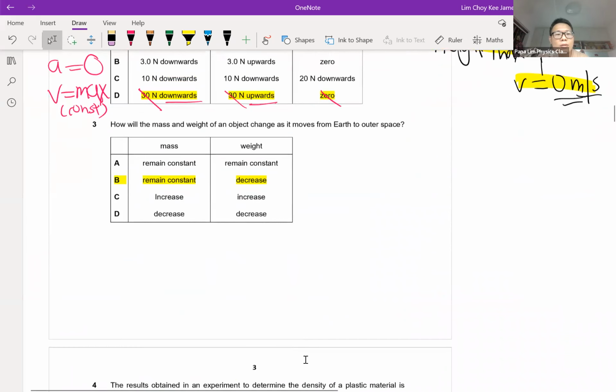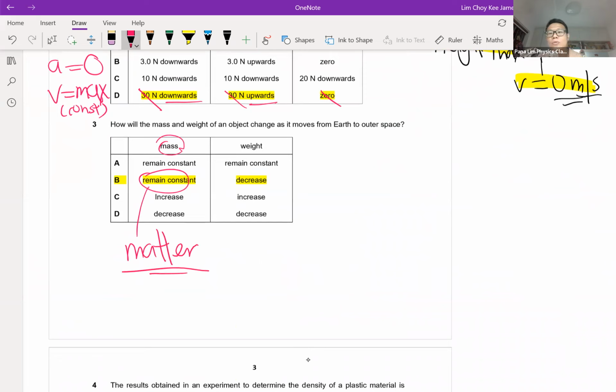Most of my students have nothing wrong. The important thing to highlight is that mass remains constant. Why? Because mass is the amount of matter in the object. Whether it's Earth or Moon or other places, as long as the object doesn't change, doesn't get chipped off, dropped or reduced in size, the mass always remains the same.